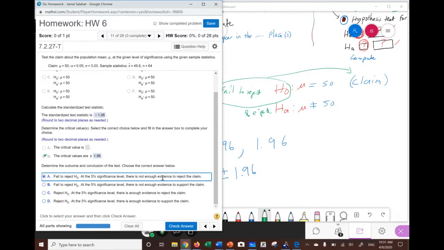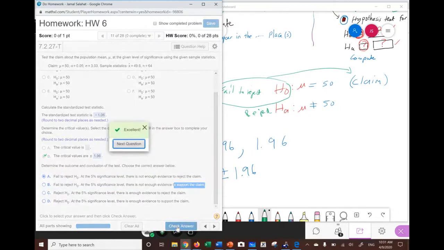Now, when you fail to reject something, then you don't reject. Now, in here it says there is not enough evidence to support. Remember, if you don't support, it means you reject. So no, we're going to choose A as an answer. So that is the answer here.